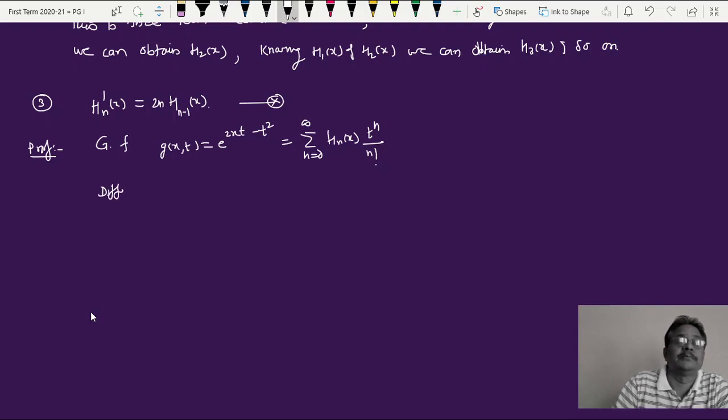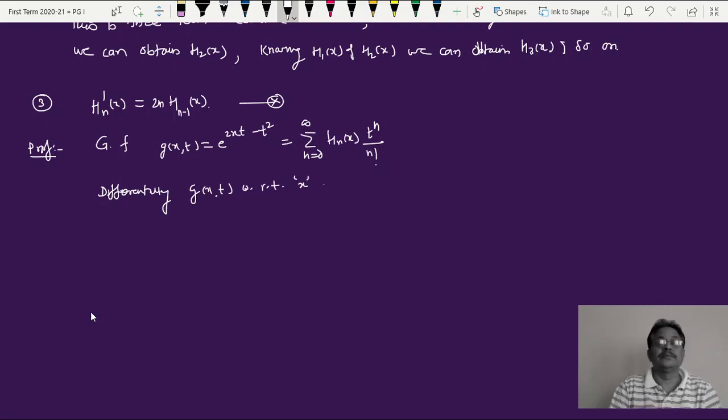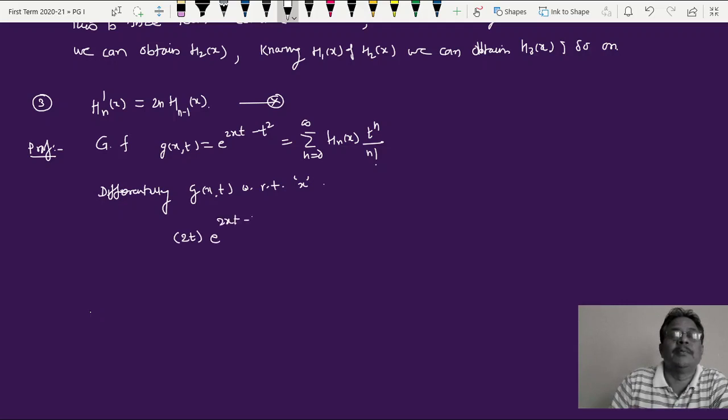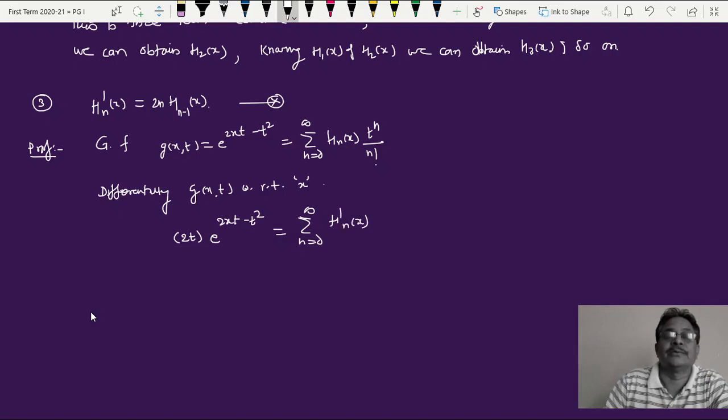So differentiating g of x,t with respect to the variable x, the differential of this is simply twice t into e raised to twice xt minus t square. Differential with respect to x is only of the term in the index, so twice t comes out, t square will be 0, and e raised to twice xt minus t square will remain as it is, equal to summation over n equal to 0 to infinity of H dash n of x, the differential with respect to x, into t raised to n upon n factorial.